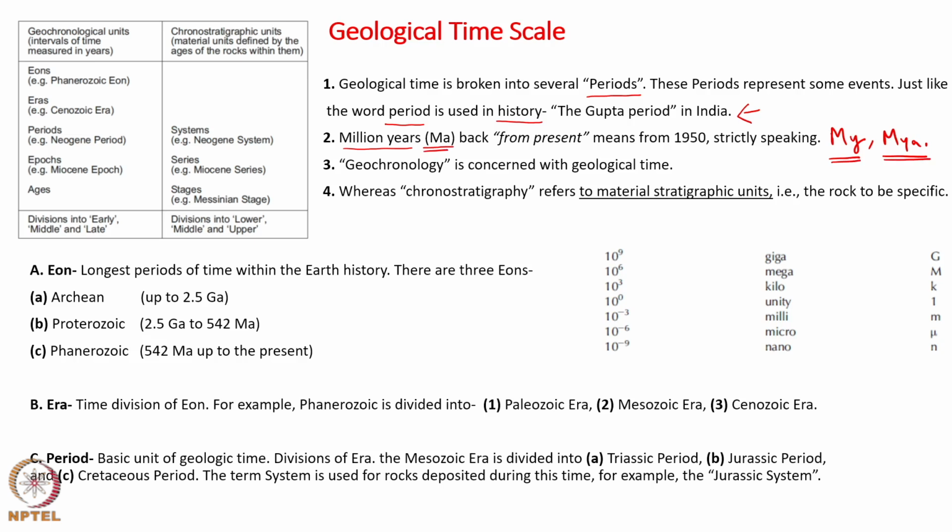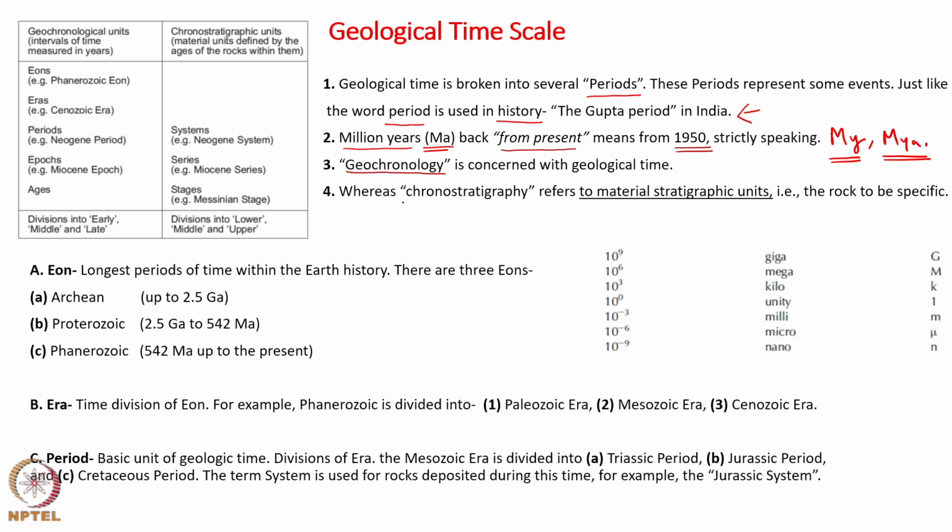Once we say millions of years back from present, here present means what? Present means 1950. This is taken as the standard. And in the geological time scale, we will be using geochronology, the absolute ages, and we will divide the geological time of 4.6 billion years till today. I am going to demonstrate.